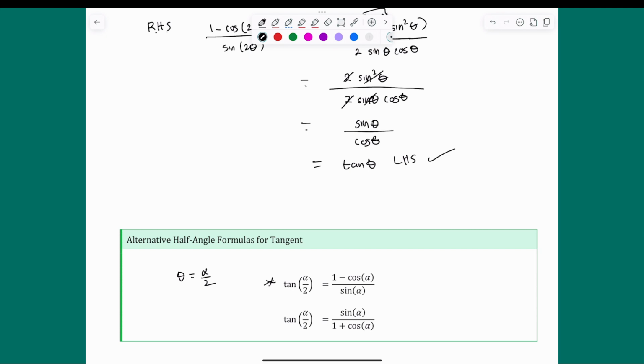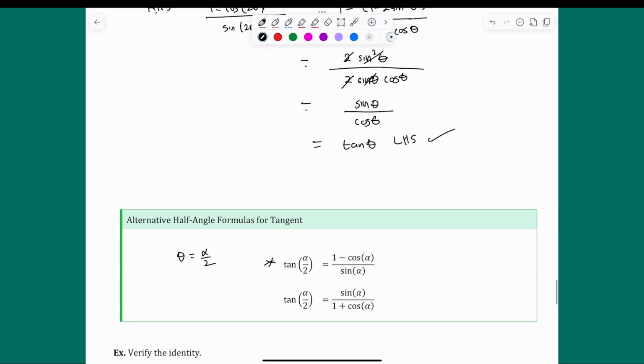The next one here, I'll let you verify that yourself. But you essentially want to show tangent of theta is equal to sine of twice theta over 1 plus cosine of twice theta. And then just like we did in the previous exercise to derive that formula, make a substitution that theta equals alpha over 2.